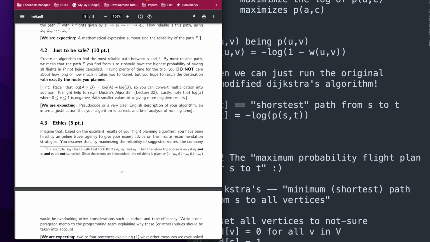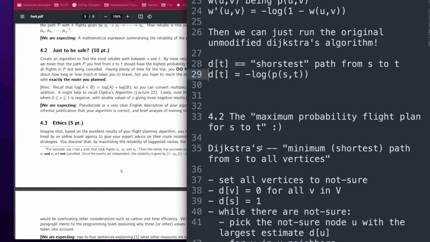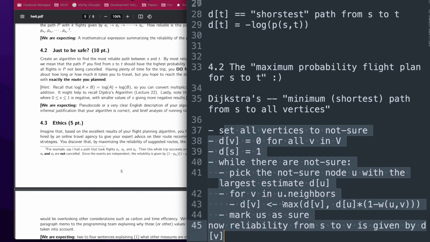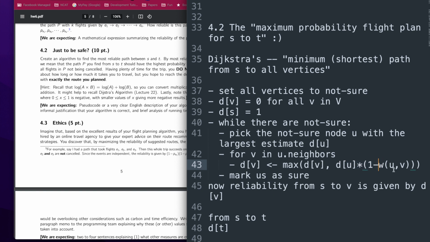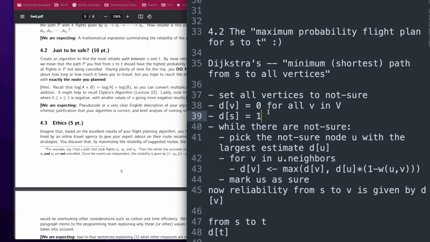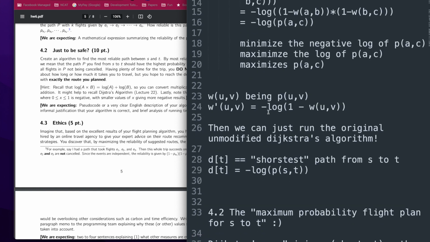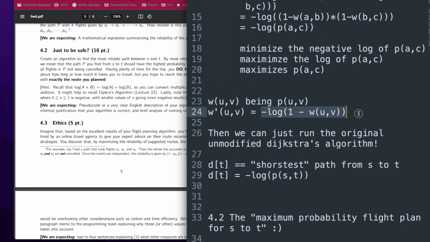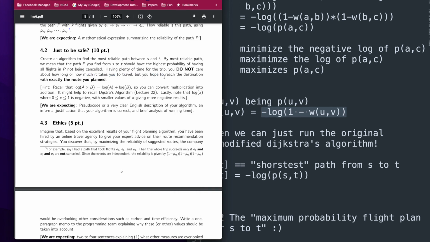So going back to the homework, that's why this hint is given, because there is another solution here. Instead of modifying Dijkstra's algorithm to take the max and do multiplication and modify the initial values, etc., you can just modify the edge weights. So make all the edge weights equal to this instead of the probabilities, and then just run Dijkstra as normal. Then you can find the most reliable path from S to T.